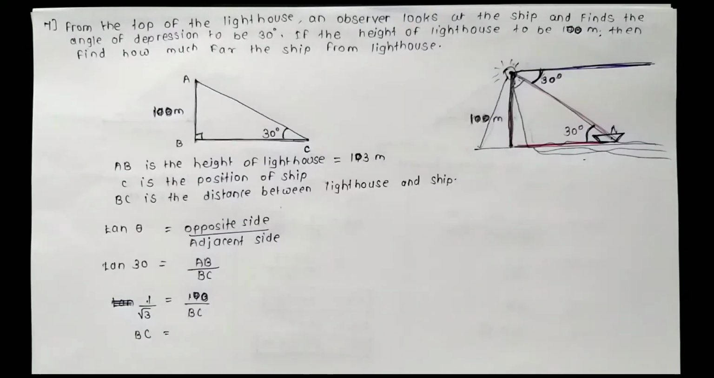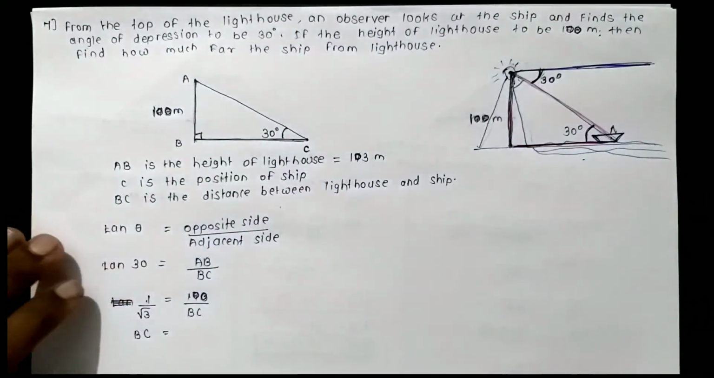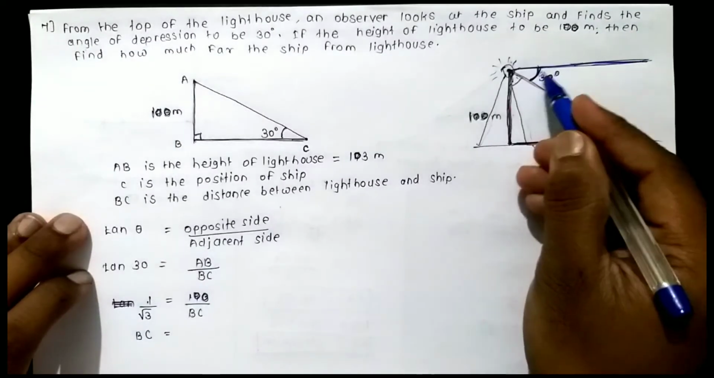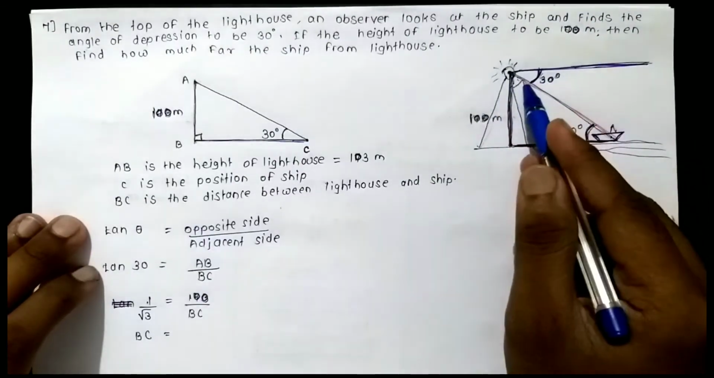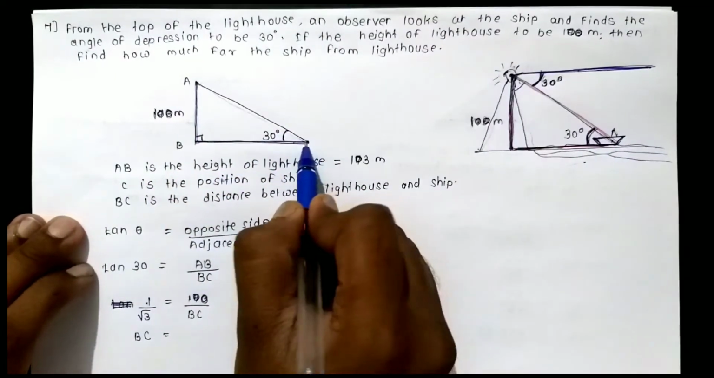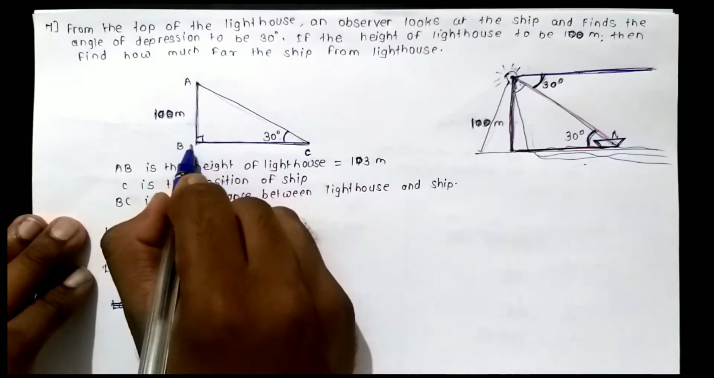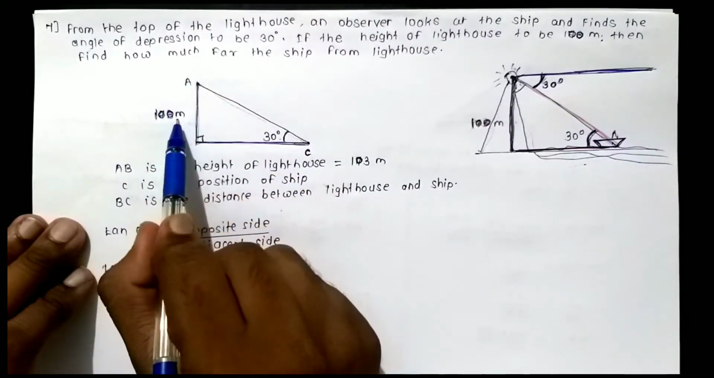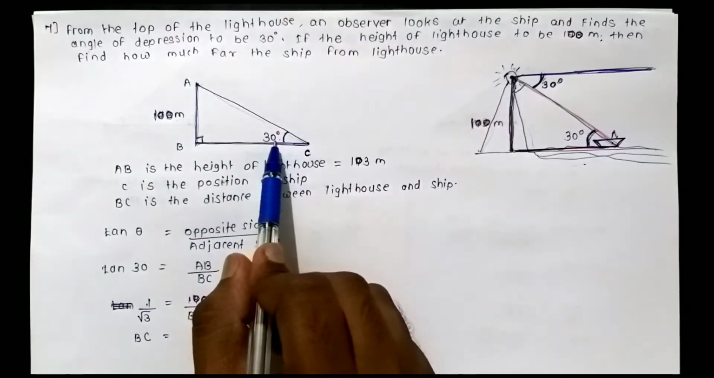Then find how far the ship is from the lighthouse. What we have to find? How far the ship is from the lighthouse. This is the distance between the lighthouse and the ship. So the alternate angle of this 30 degree is this. This is our sketch. So I draw a simple figure ABC, theta at C, right angle at B. Height of the lighthouse is 100 meter and theta is 30 degree.